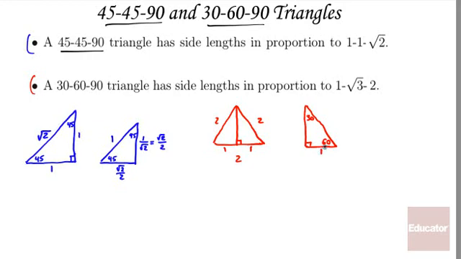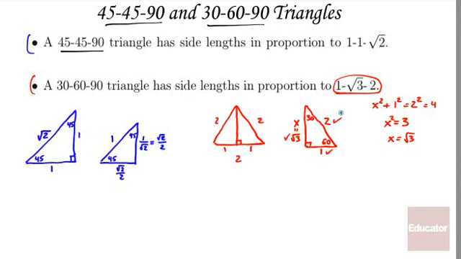And now the short side has length 1, the long side has length 2, and I've got to figure out what the other side is using the Pythagorean theorem. Let me call that x for now. I know that x squared plus 1 squared is equal to 2 squared, which is 4. So x squared is equal to 4 minus 1, which is 3. So x is the square root of 3. So that's where I got this relationship, 1, square root of 3, 2. There's the 1, there's the square root of 3, and there's the 2.